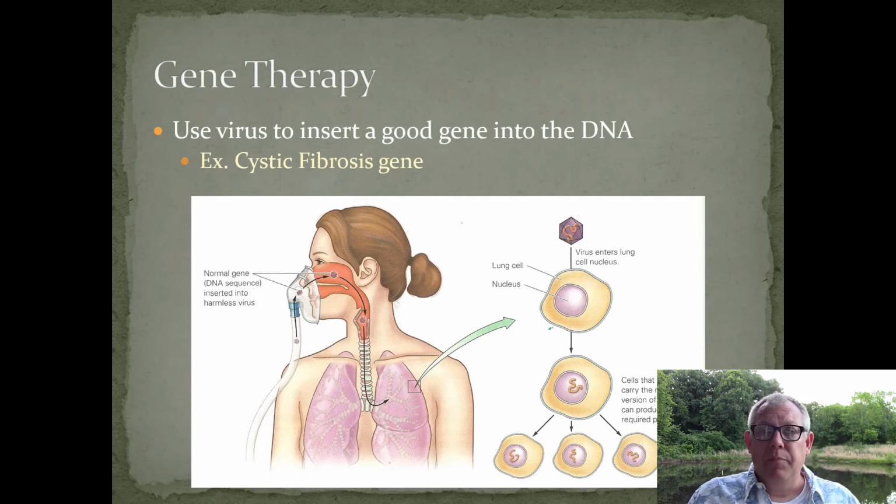One way to do that is to get the good copy of the gene and insert it into a virus that is otherwise benign, that's not going to make you terribly sick, and infect the patient with the virus. When the virus infects their cells, it will bring that good gene with it. Then hopefully when those cells divide, they'll keep the good gene, or you can keep infecting the cells with that. So it's just a way to use a virus to insert a good gene for genetic therapy.